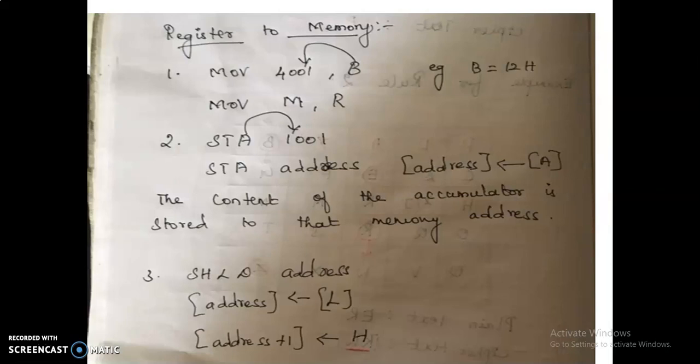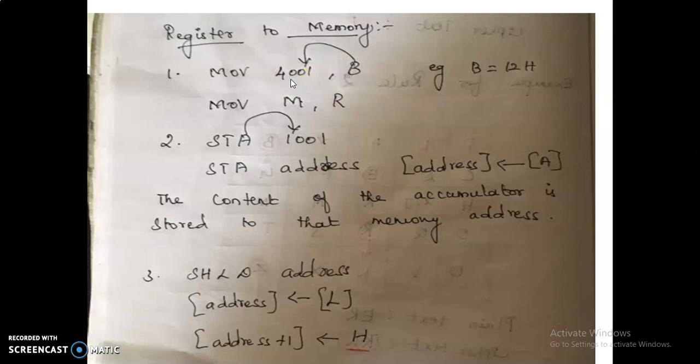The next type of transferring data is register to memory. Here the content of the register is moved to a memory location of the microprocessor. In the first example, I use the instruction MOV. Move is used to transfer data from one place to another place. But here, this one is a register and this one is the memory. The content of the register is moved to memory. Here this is the B register, and this is the memory location of the microprocessor.